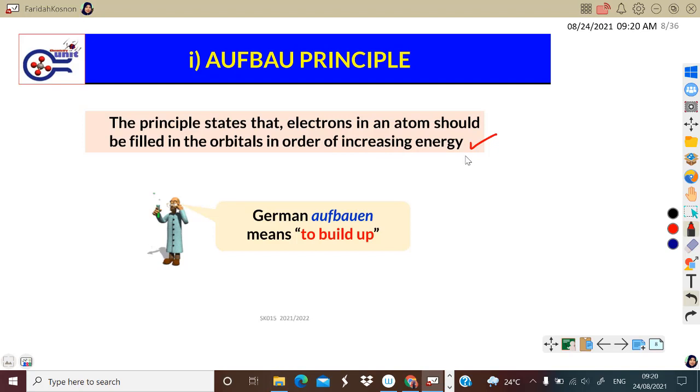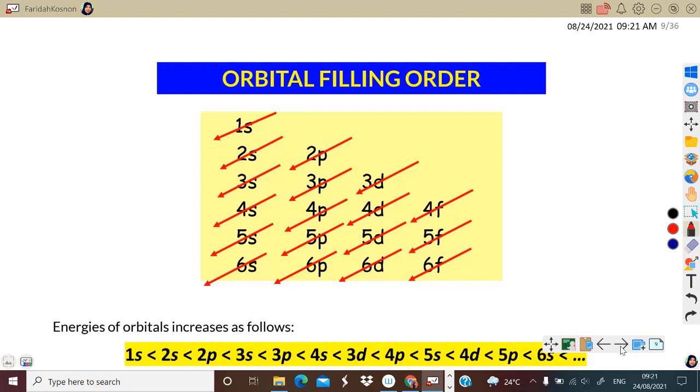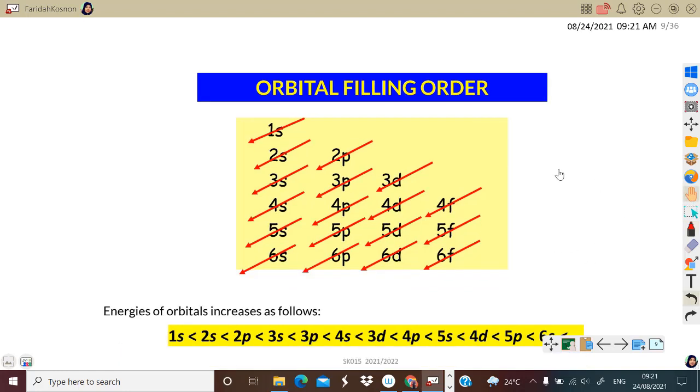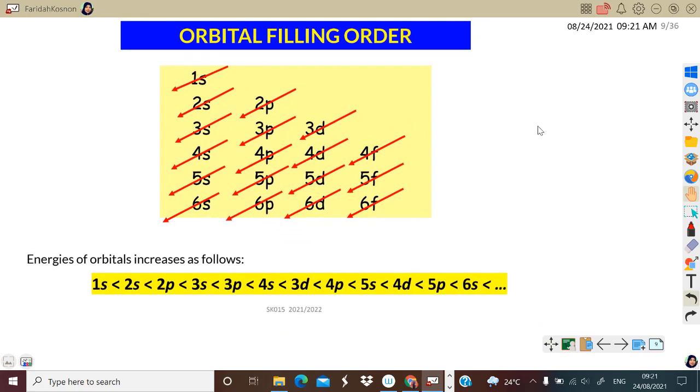In other words, if we want to fill the orbitals of an atom with electrons, we must start with the lowest energy orbital. So maksudnya kalau kita nak isi elektron dalam sesuatu atom, elektron mesti mengisi orbital yang energinya rendah. Okay, so now, this is the orbital filling order, which is stated by Aufbau.